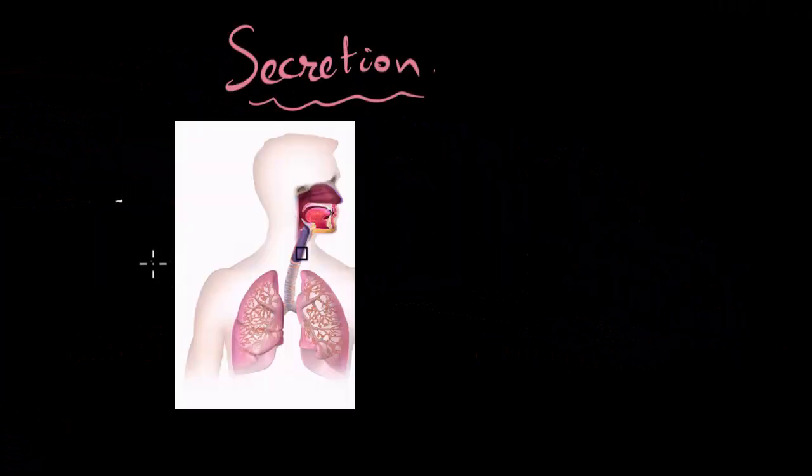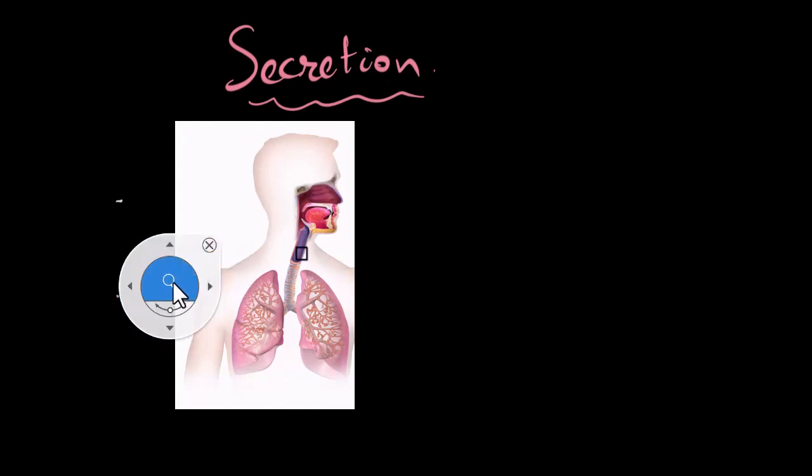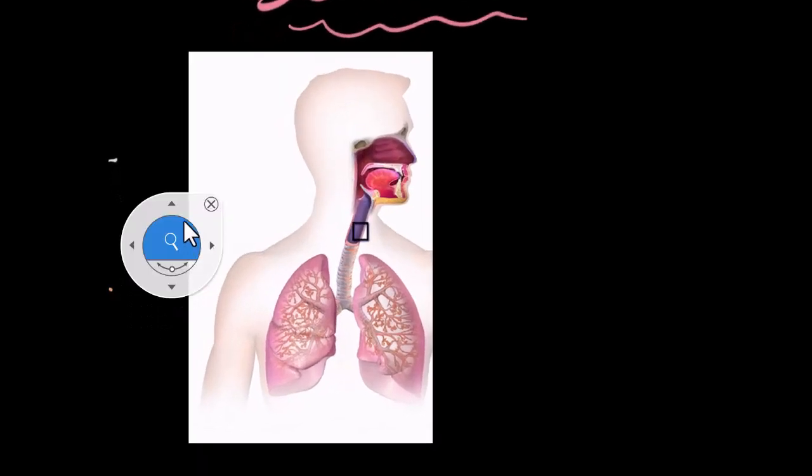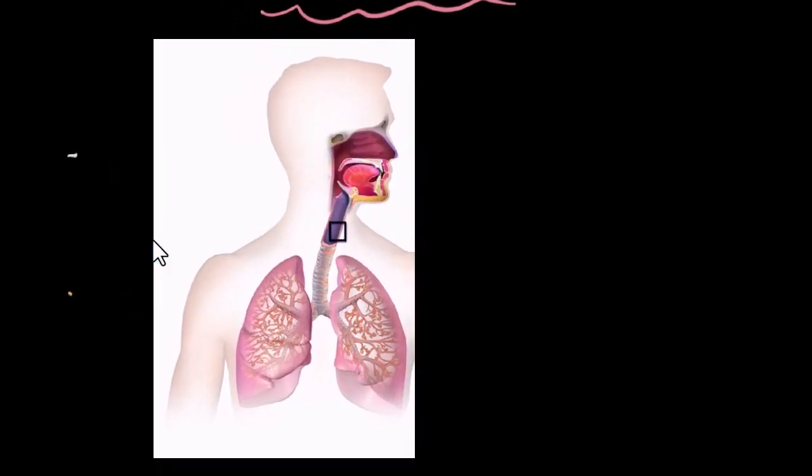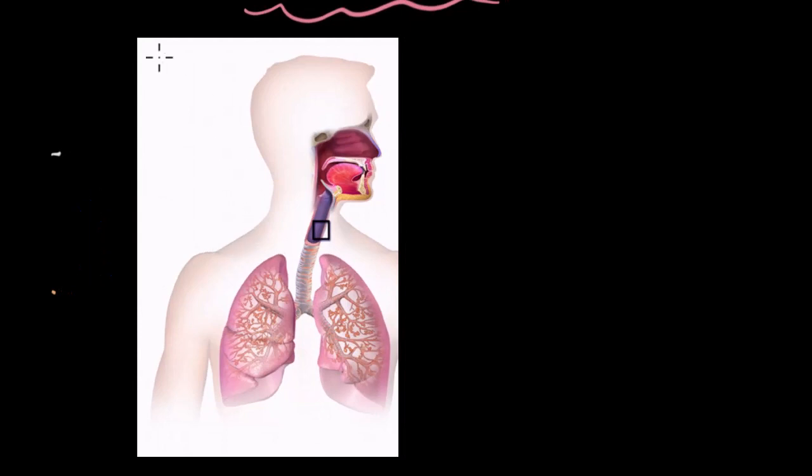So our next function is secretion. And for this, I want to use the example of the human respiratory system. What you can see here is a schematic diagram of the human respiratory system. And what I want you to think about right now is what is the function of this upper part of our respiratory system.